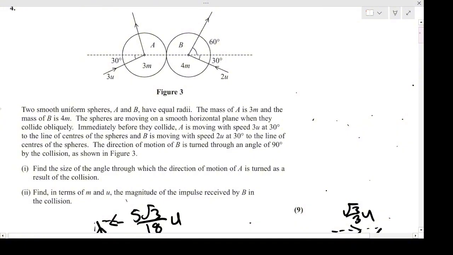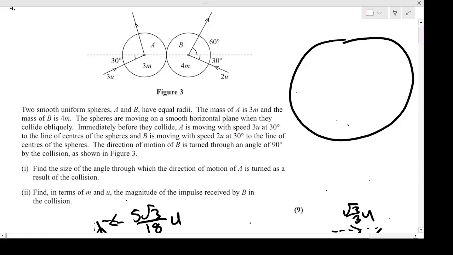Firstly, the question is asking me to find the size of the angle through which the direction of motion of A is turned as a result of the collision. That is referring to the angle deflection, the angle through which I turn, right? Now, to do that, and again, always my strategy with angle deflections is, okay, so I'm going to draw the diagram for A out, because that's what it wants me to consider, just A. So if I draw it here then, to really help show you where the angle deflection is.